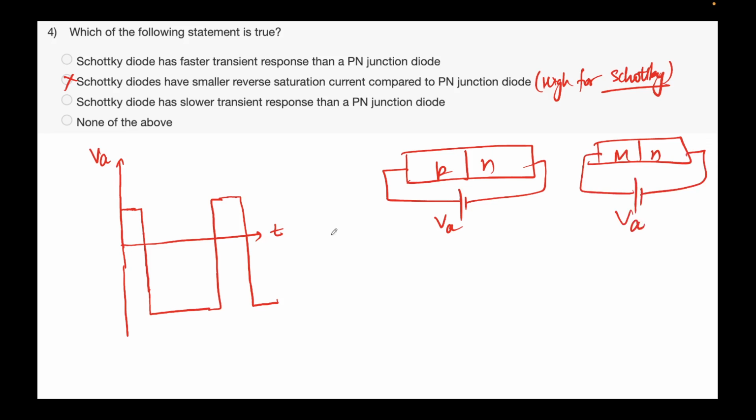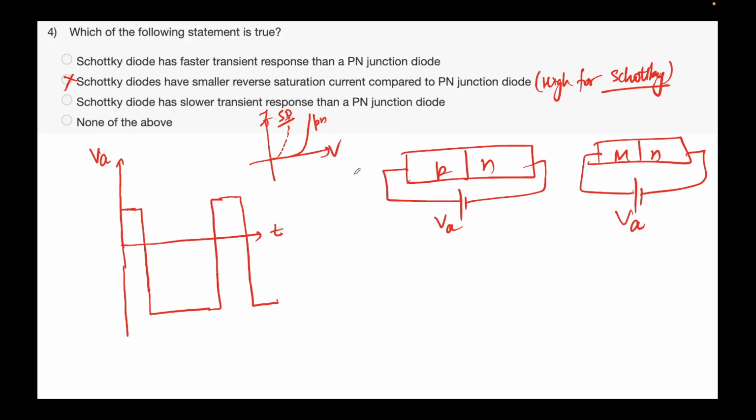So what actually happens is that, in the forward bias, usually the barriers are such that, this is your I versus V. We are talking only in the forward bias. So this is your typical PN. However, this dotted line will be for a Schottky barrier diode. So they have much lower knee voltages, so to speak.